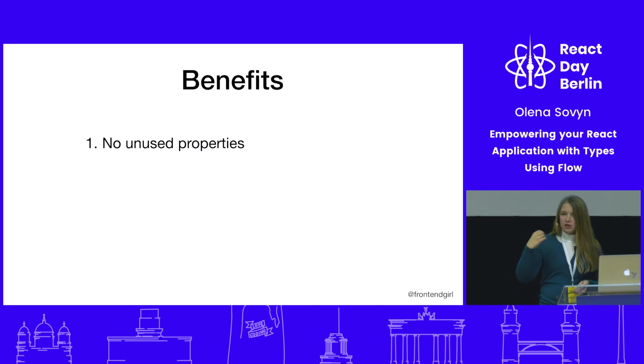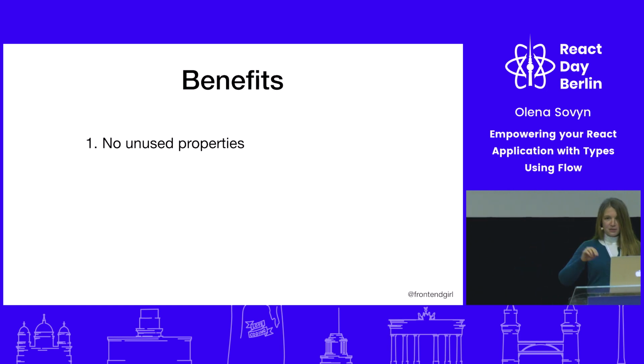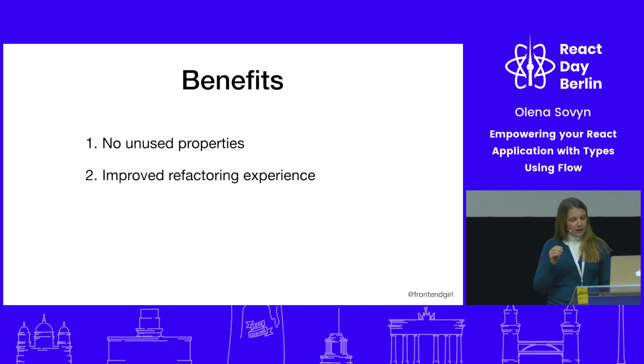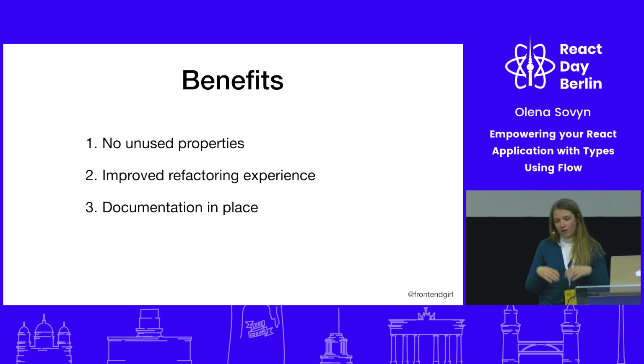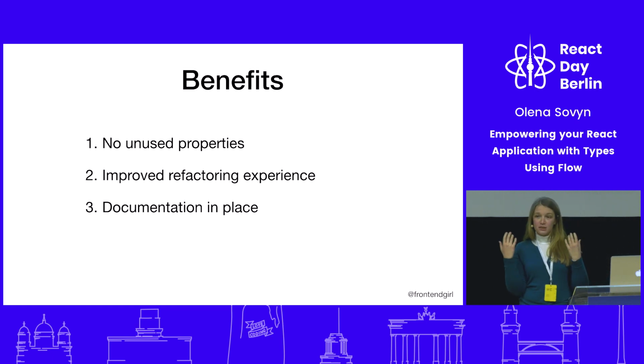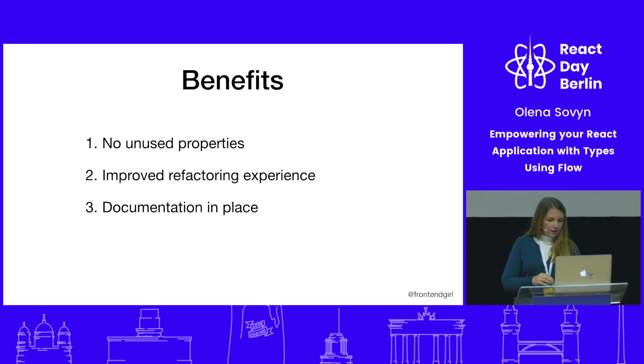Whenever you want to change the type of an argument that you are passing to a function, with a type system you will be immediately notified where else you need to make changes. And last but not least, you will open your code editor and be able to understand the business logic of that part of the code without even leaving your code editor. Because when code is enriched with types, it's much easier to understand what is actually happening there.